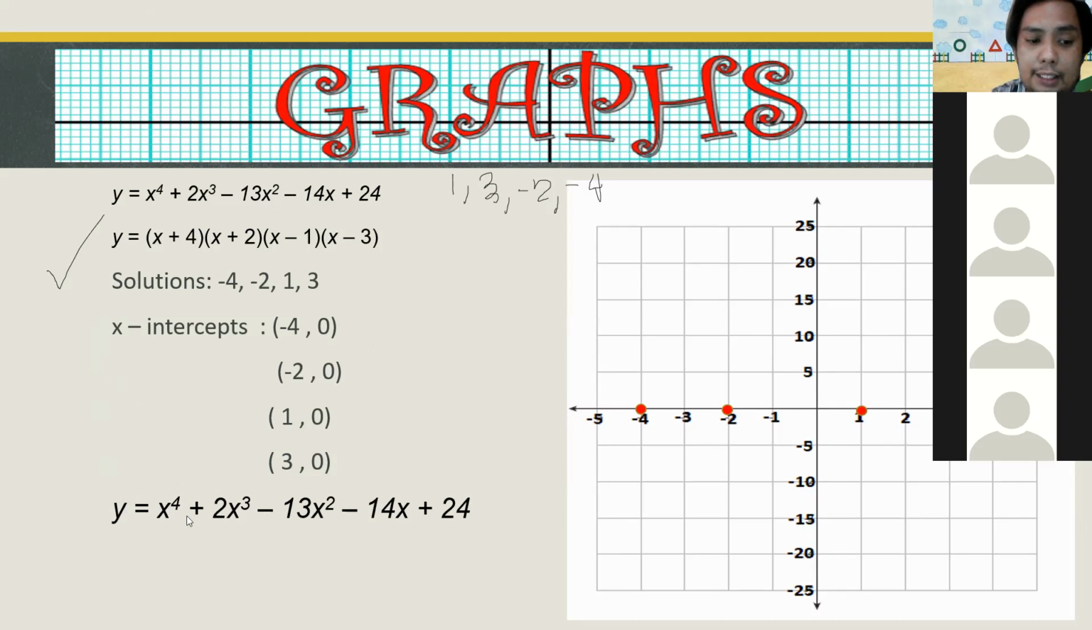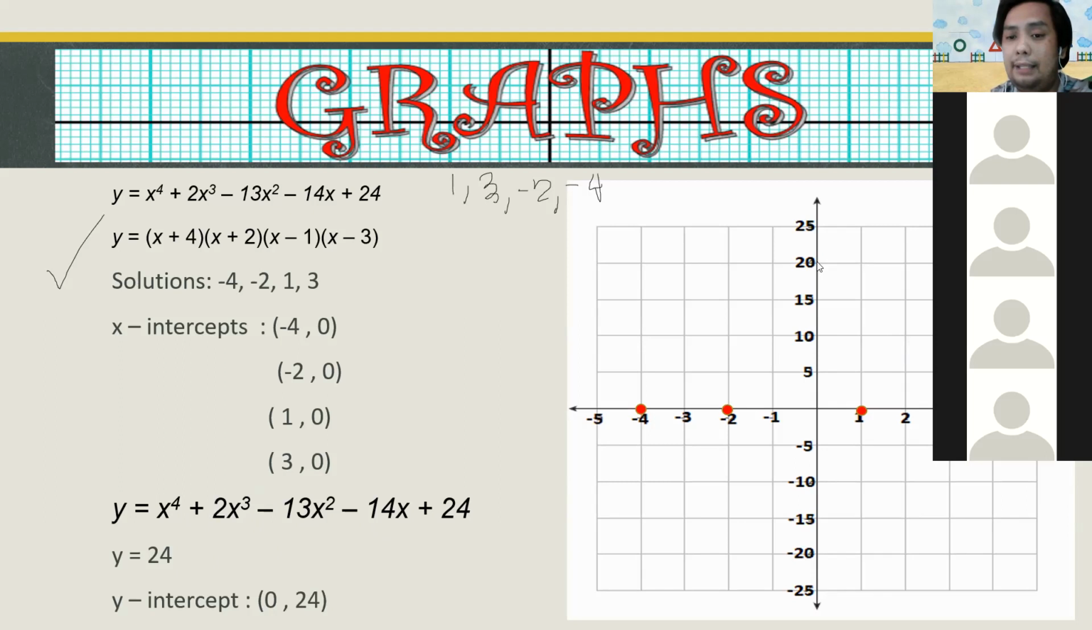What we will do is set the value of x to 0. So 0 raised to 4 is 0. 0 raised to 3 is 0, times 2, that is 0. Then x squared, 0 squared, will be 0, times negative 13 is 0. What's left? y equals 24, because we set the value of x to 0. So that means our y-intercept is 0, 24.